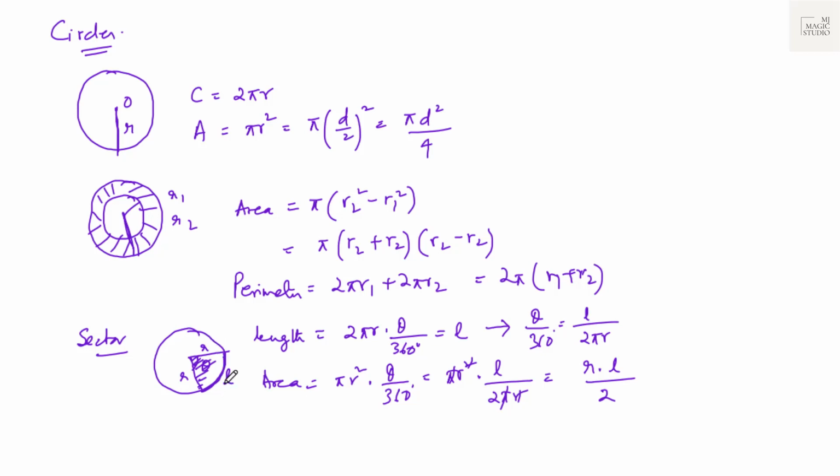So in case of a sector, if the radius and length of the sector are known, but the theta, the angle included for this particular sector, is not known, we still can find the area of the sector. That will be r into L by 2, and hence the perimeter of the sector would be r plus r plus L, isn't it? So it will be 2r plus L, very popularly used.